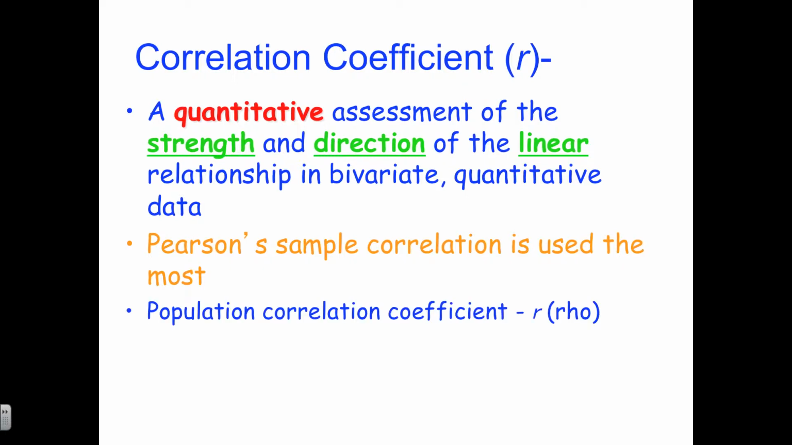If I'm finding a population correlation coefficient, I'm finding a parameter, I look for the Greek, the symbol will be rho. If I'm looking for a statistic correlation coefficient, it's lowercase r.